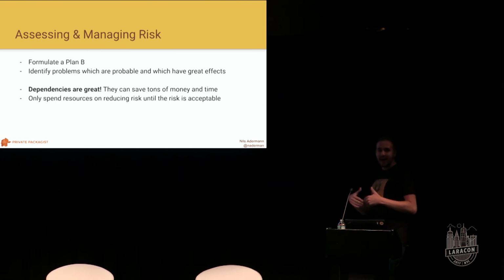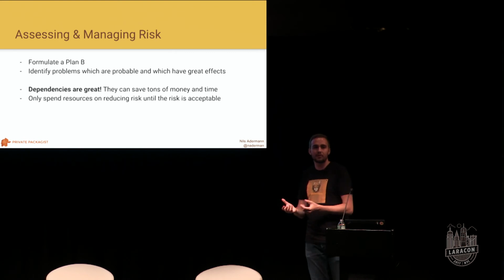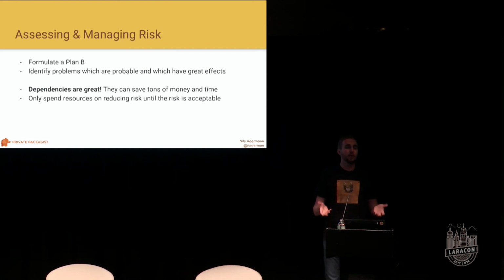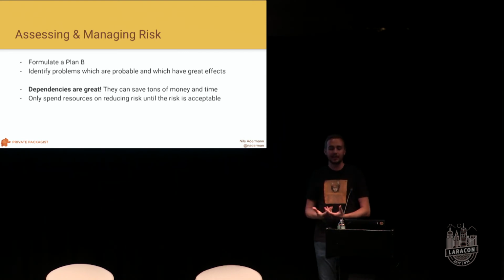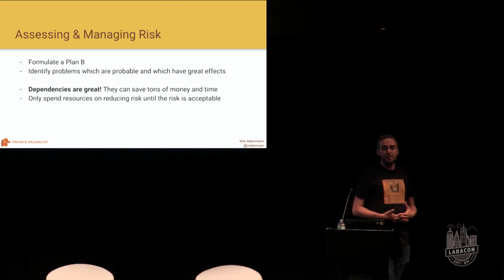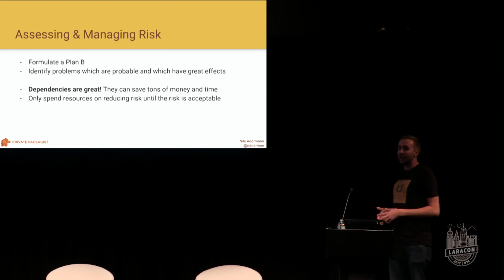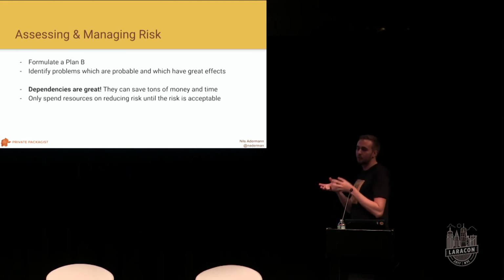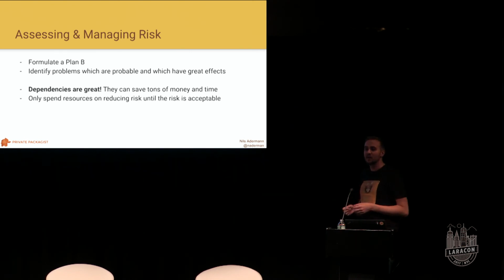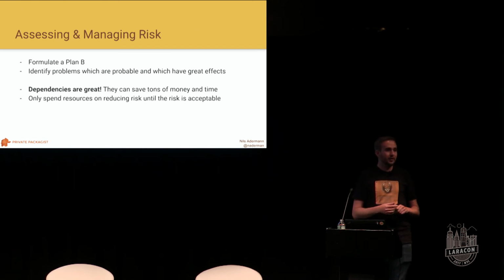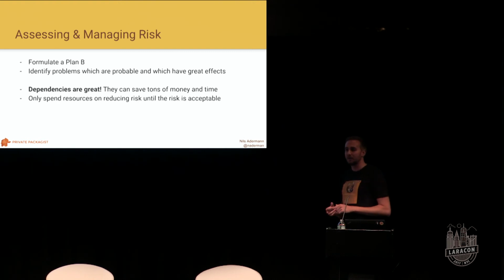So you know what you have to do when it happens, right? So just have a plan ready for what would I do once that day comes. And then identify the problems that actually have probable great effects on your business so that you don't end up building abstraction layers for things that are unlikely to ever become a problem.